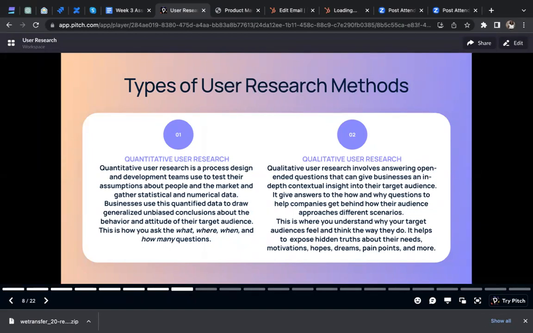And then to the qualitative user research, like the name itself also implies, this is much more in-depth. This helps you achieve quality feedback from your user, from your market, from your target audience. And I said that this one involves answering open-ended questions. So you can already assume that in quantitative user research, you ask close-ended questions.